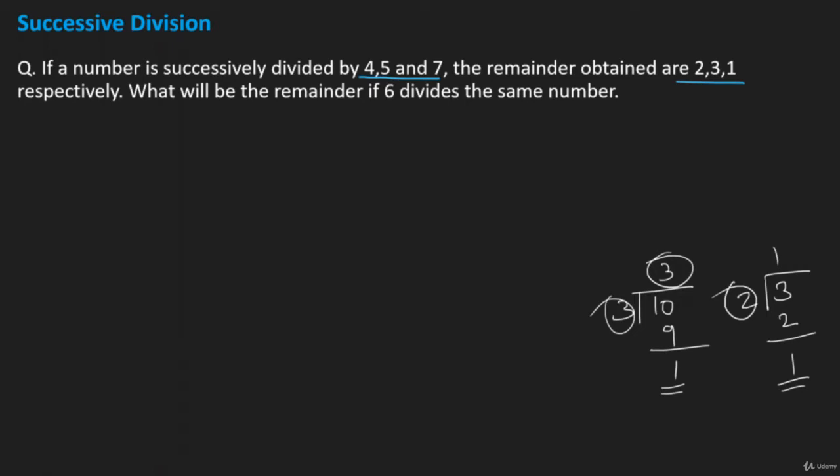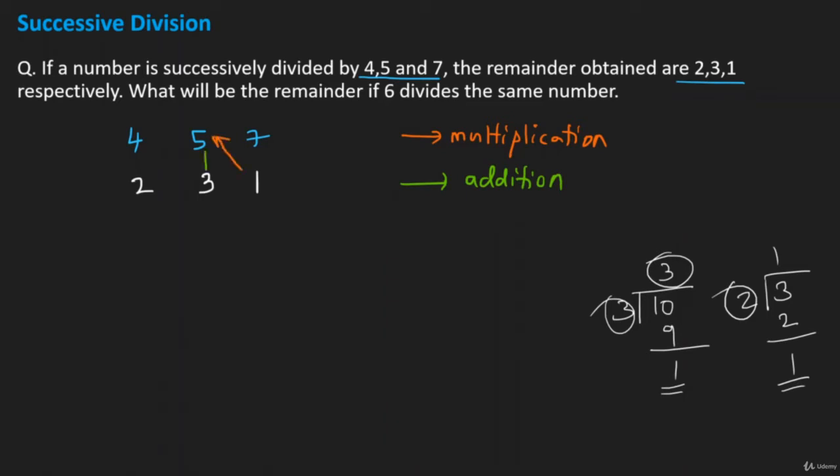Let's do it together. I write the divisors over here, that's 4, 5 and 7. And let me write the remainders obtained over here, that's 2, 3 and 1. Now, I represent multiplication with the orange color and addition with the green color. To get the answer, I have to multiply 1 with 5, add 3 to that, multiply the result with 4 and add 2 to that.